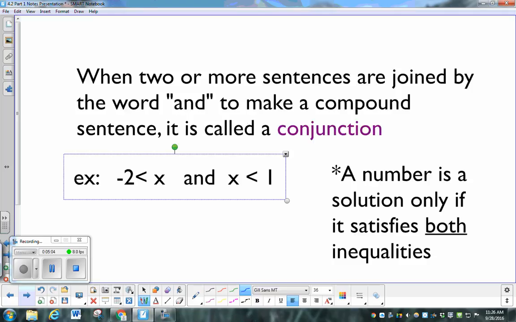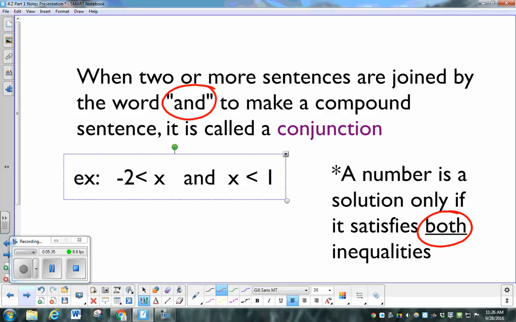All right, so this screen is not something you need to write. You don't have to write this down unless you want to. I just want you to know this. When we combine two or more sentences or inequalities by the word and to make a compound sentence, it's called a conjunction. So this is kind of like an intersection. A number is a solution only if it satisfies both inequalities.